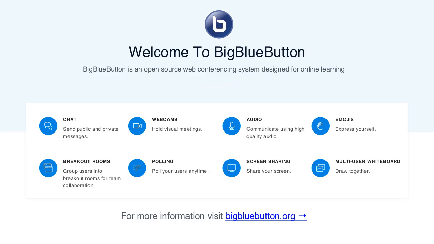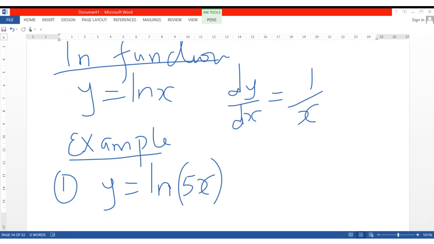So anyone with a question there? I want to move to another. So we have the ln function. When you differentiate y is equal to ln x from the table, you'll get 1 over x. And I told you the table is available for you. You don't have to cram it. So I want to do an example.